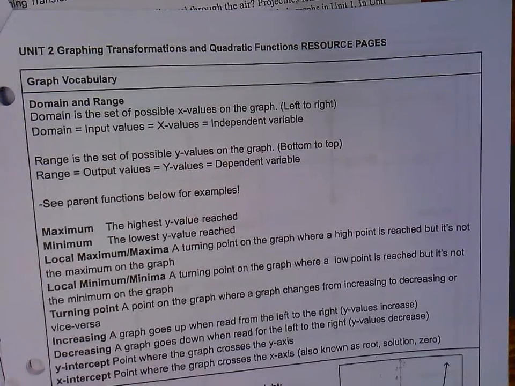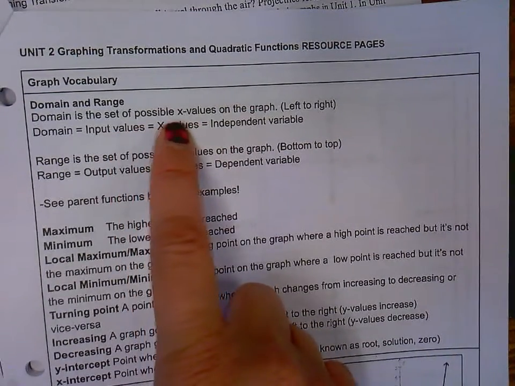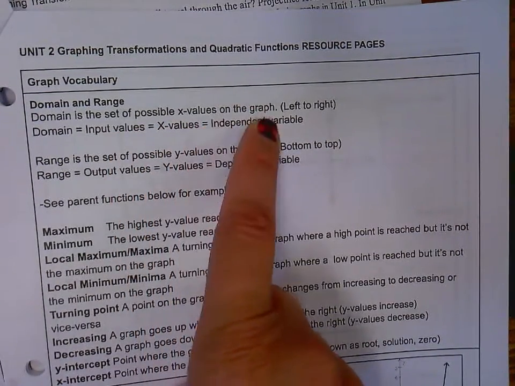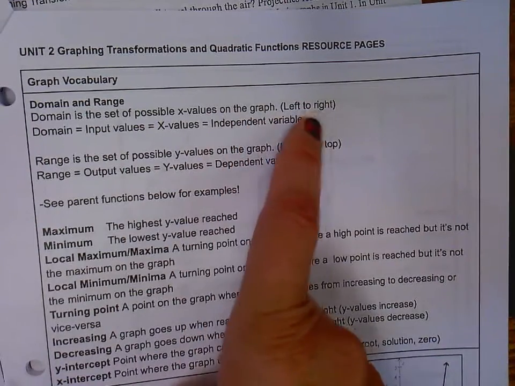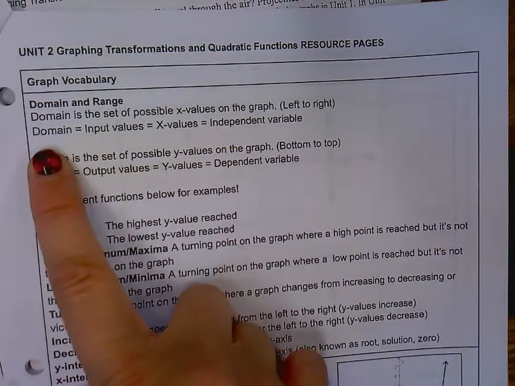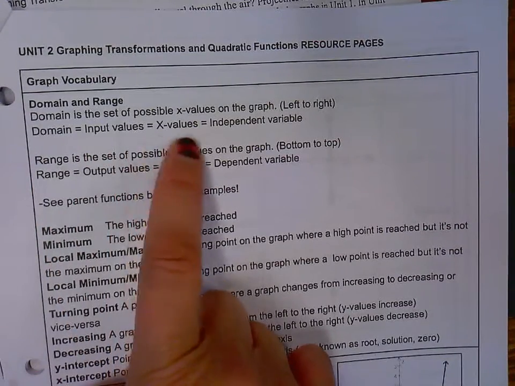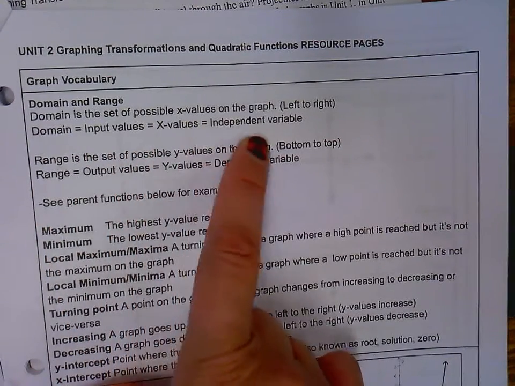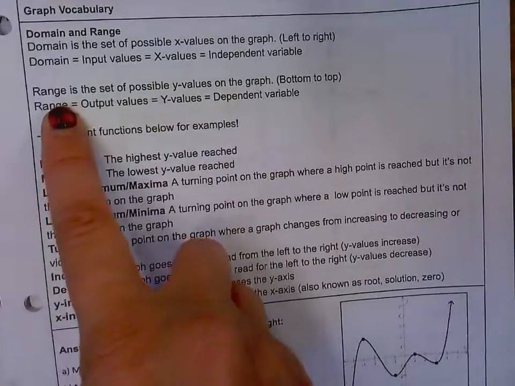So domain, what is the set of possible x values on the graph? So as I read the graph from left to right, could x be anything? Does x have to be greater than 0? Does x have to be less than 0? And domain and x go with your independent variable. Range is the y values.